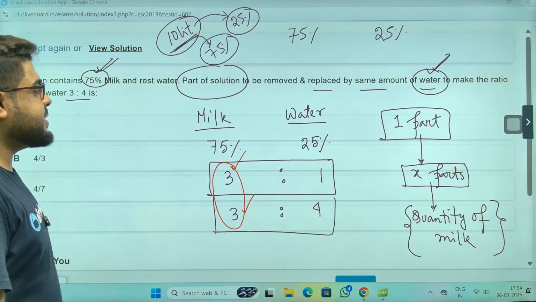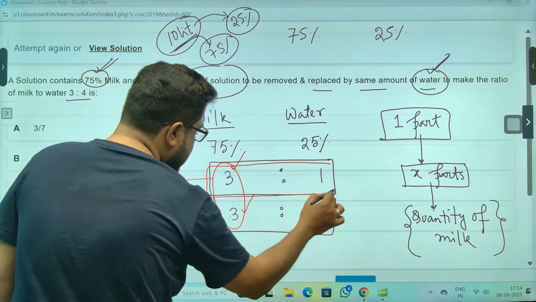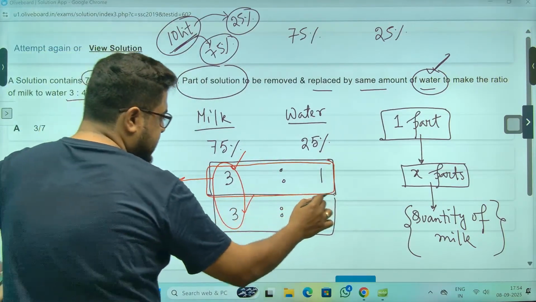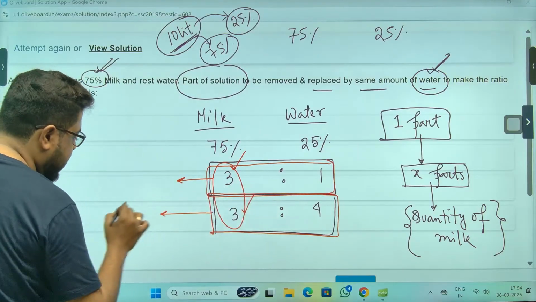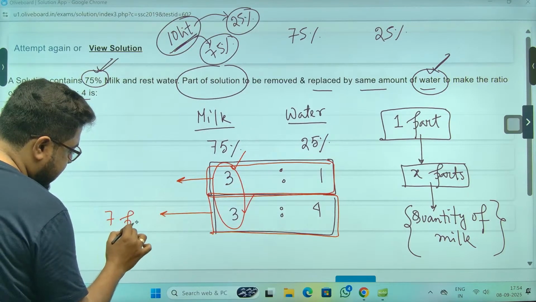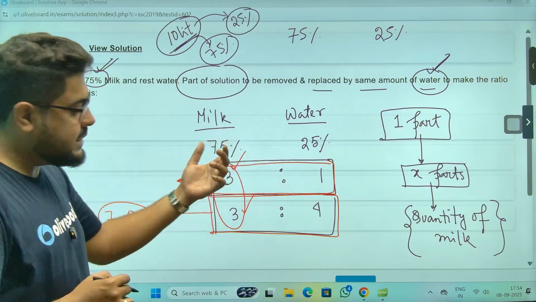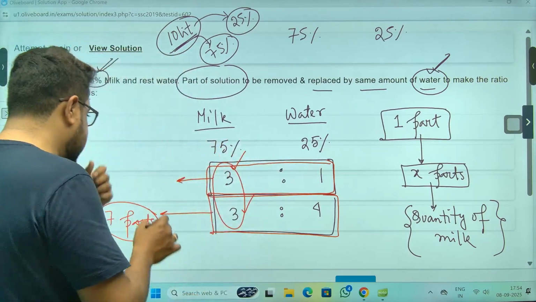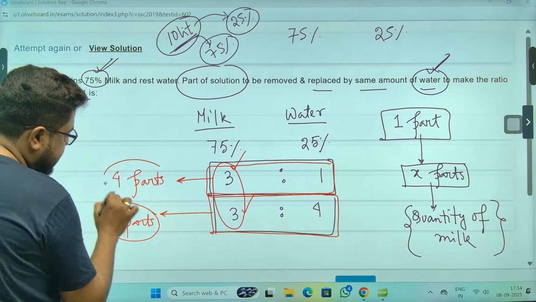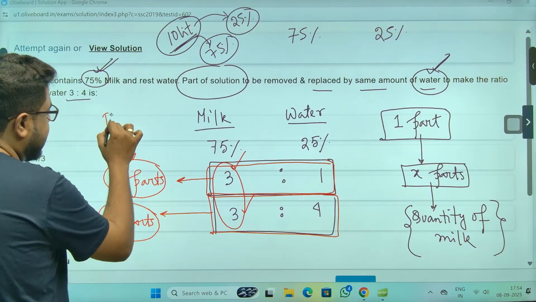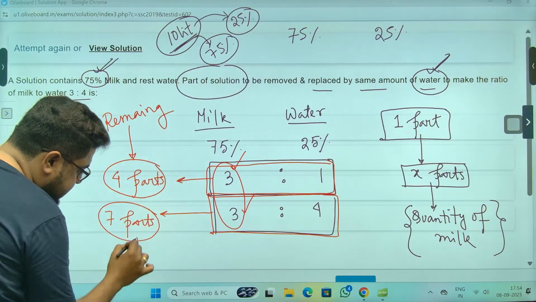What do you do? Sir, what is the total initially? Total or this is afterwards, sir? Total afterwards is 3 plus 4, that is 7 parts, sir. And this is actually 3 plus 1, sir. You'll say 4 parts. Remember, sir, this is always called the remaining. And this is always the total.